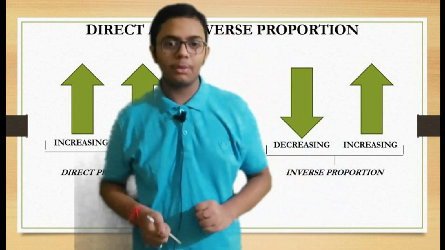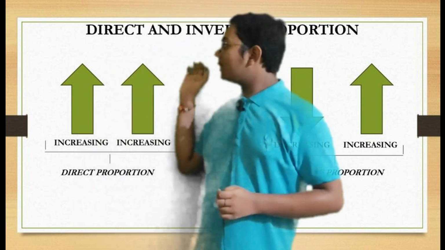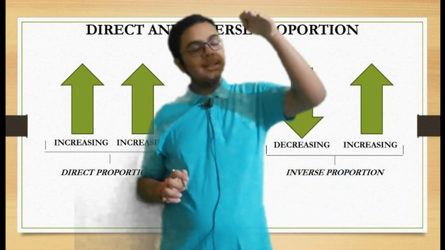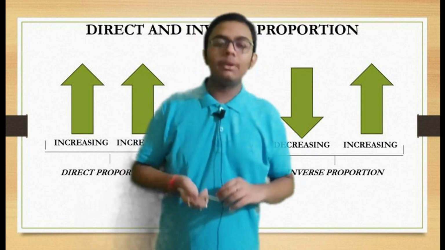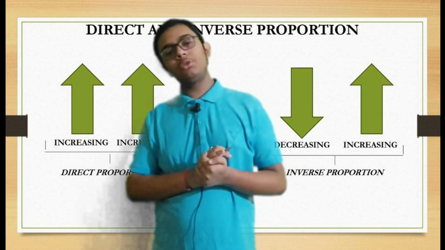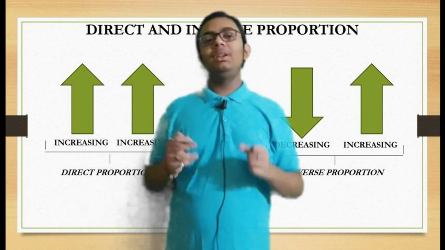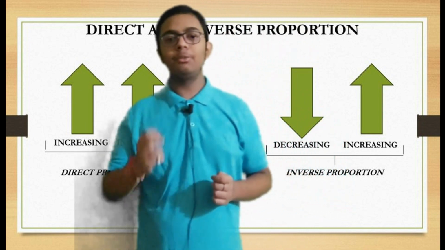Now let us see direct proportion. As you can see here, both the arrows are pointing up. It means if this is increasing, then this is also increasing. So this is known as direct variation, or we can say direct proportion. So we have understood what is pressure and what is direct and inverse proportion. Now we need to understand how these are related to pressure.